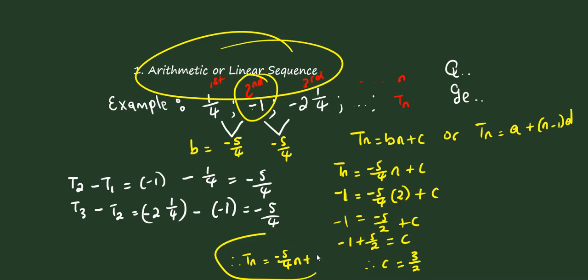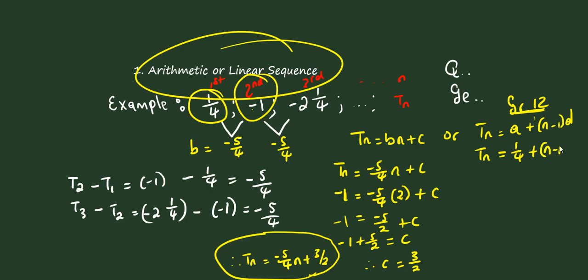So now how do we get the very same general term using the grade 12 way? Remember, this is the grade 12 way. You are not allowed to use this as a grade 11 or 10 learner. So how do we use the grade 12 way? Well, we say a is the first term, the one that starts first. It's 1 over 4. So Tn equals 1 over 4 plus n minus 1 times d. Then what is your d? D is the same as b, your constant first difference, so it's negative 5 over 4.